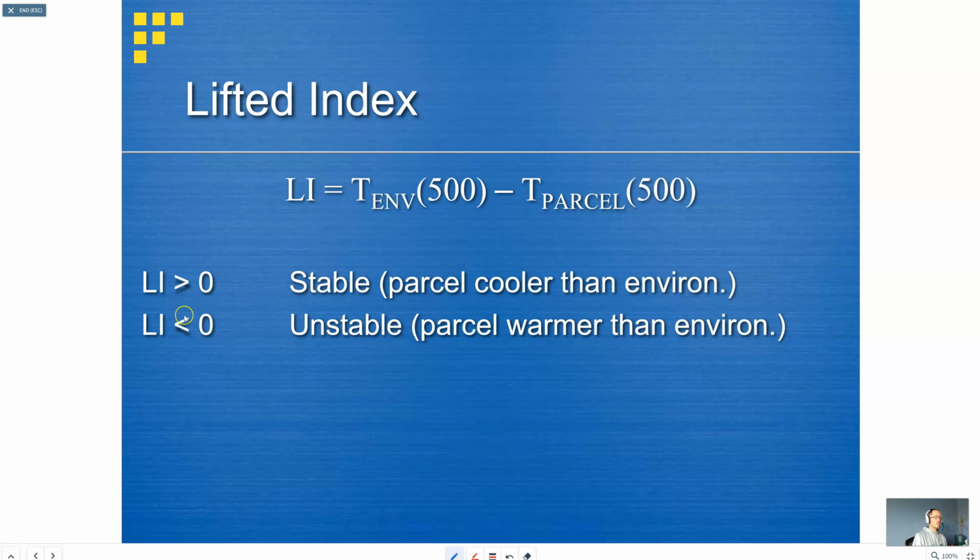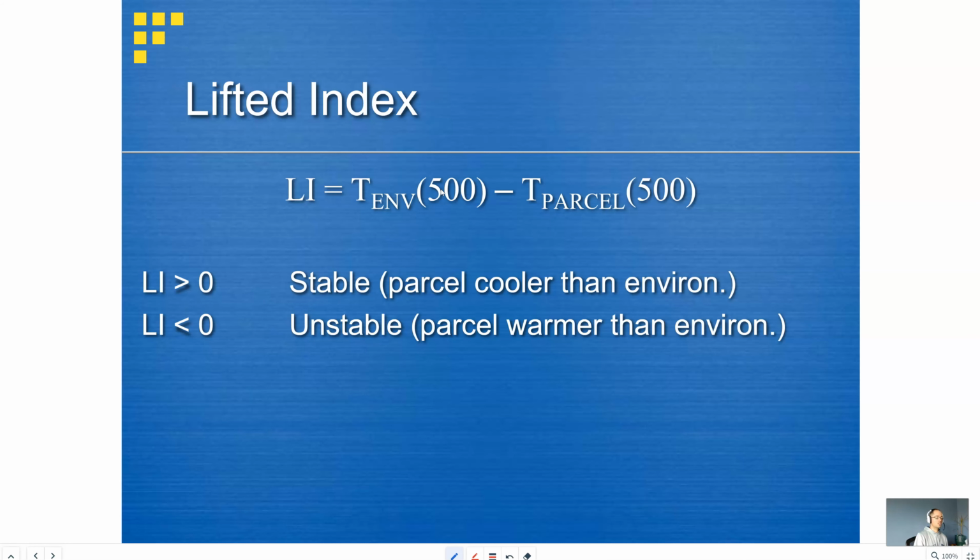Conversely, if this value gets less and less than 0, meaning this parcel is substantially warmer than the environment at 500 millibars, we're going to become more and more unstable. And so there's a chart, or I should say a table, within your handout that gives you an idea, especially as we start seeing LIs of -4, -6, -10, -12. It's showing that for that parcel, we have a much larger positive area in the mid-levels of our atmosphere.